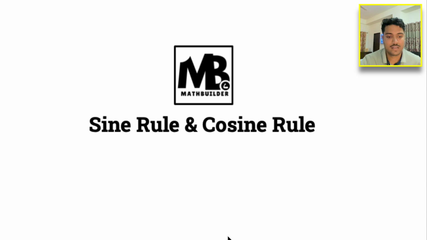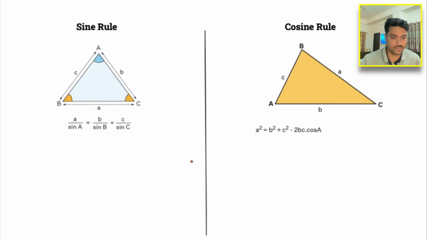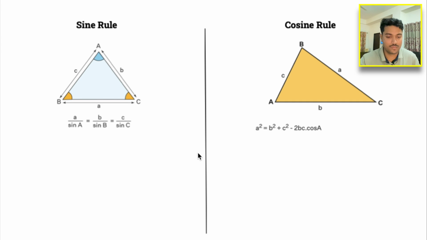First, we'll learn the basic difference between the sine rule and cosine rule, how they are different, in which case we have to use the sine rule and in which case we have to apply the cosine rule. So let's check. Okay, so both sine rule and cosine rule are applicable to non-right angle triangles. We can start with the sine rule.